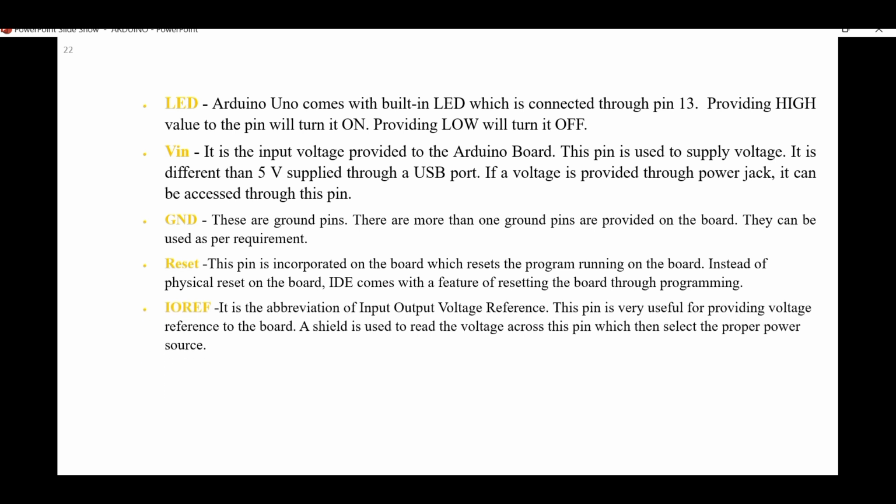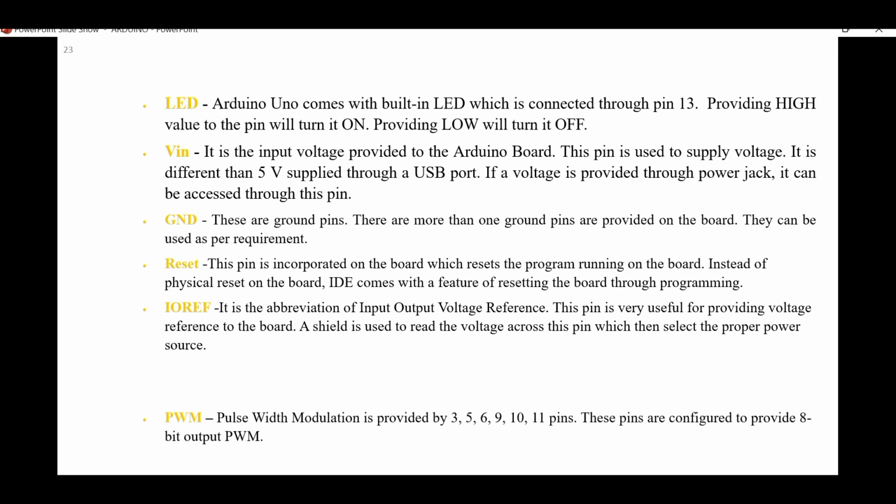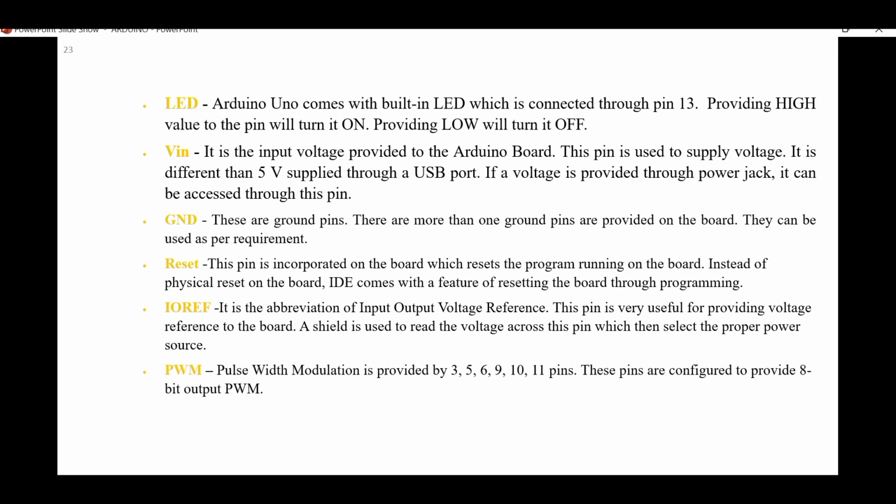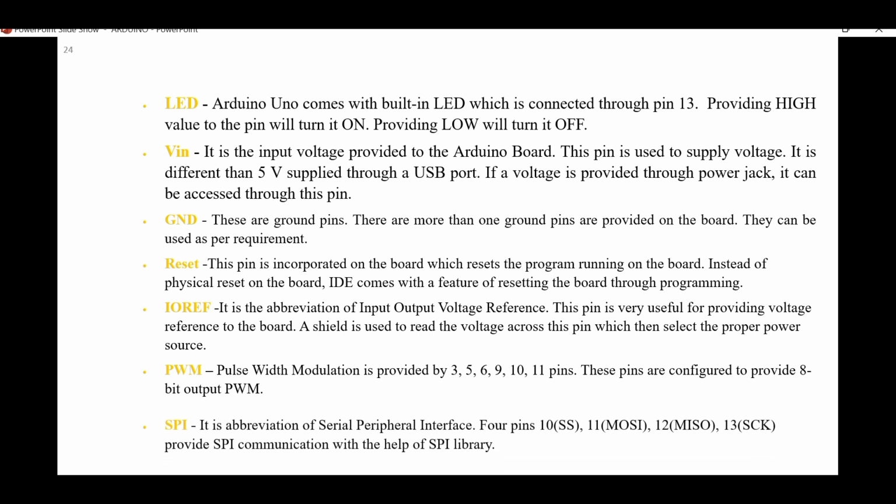And output voltage reference. This means we provide the reference voltage to the board. Whenever there is no proper power, we provide the input output voltage difference. Next, some are PWM pins. PWM means pulse width modulation. There are 6 PWM pins in total: 3, 5, 6, 9, 10, 11. These are the PWM pins.